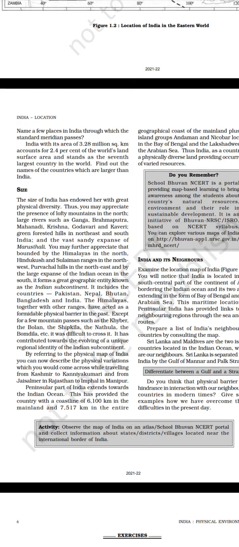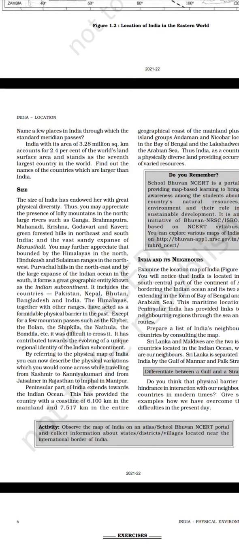The Himalayas, together with the other ranges, have acted as a formidable physical barrier in the past, except for a few mountain passes such as the Khyber, the Bolan, the Shipkila, the Nathula, the Bomdila, etc. It was difficult to cross it. It has contributed towards the evolving of a unique regional identity of the Indian subcontinent.